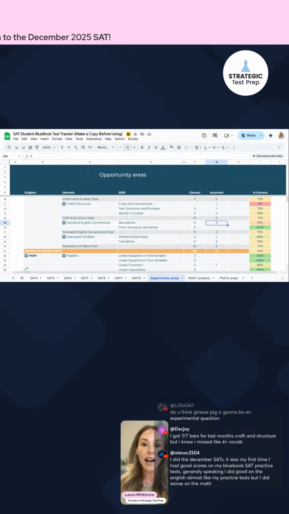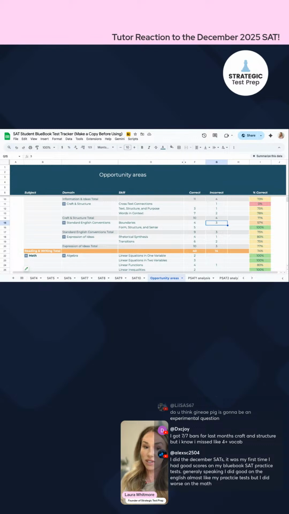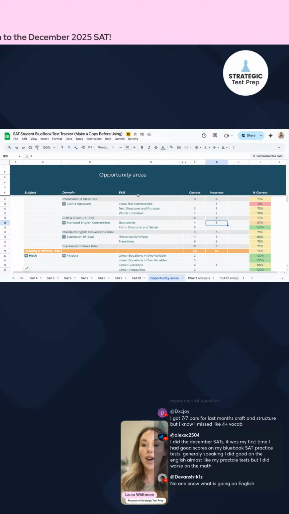Then you can go to College Board's question bank. You just Google College Board question bank and filter to these specific types of questions based on their category and what they're called. So this is so awesome.